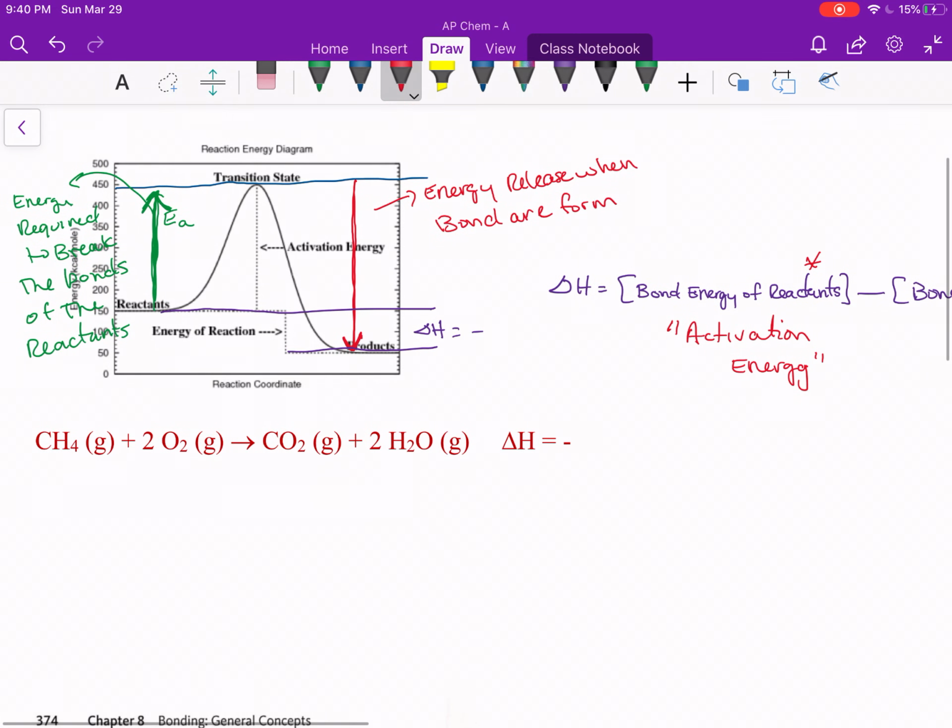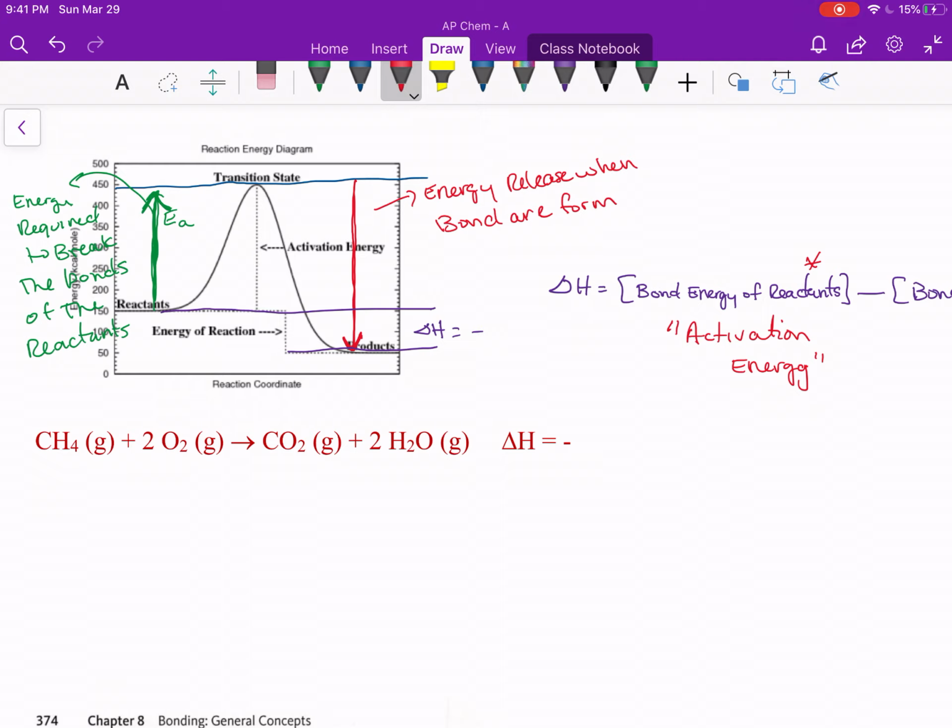So how does this work? Well, if we look at our example here, we have CH4 plus O2 going to CO2 plus H2O. We know it's going to be exothermic because it's a combustion reaction. But in order to use bond enthalpies, one thing that we have to be able to do is draw the Lewis dot structure. So if you need a refresher, go back and review how to draw Lewis dot structures.